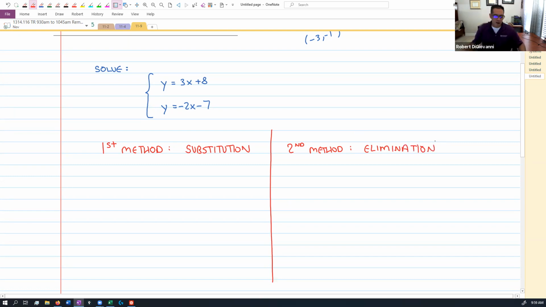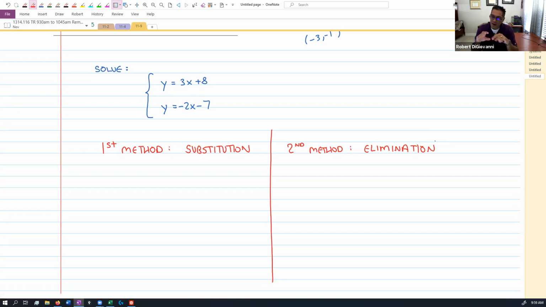And it's always interesting when I teach these, because some students love the substitution and they're like, yes, that's what I'm doing. And other people are like, no, I like the elimination more, right? So again, it's completely up to you. So here's how substitution works.